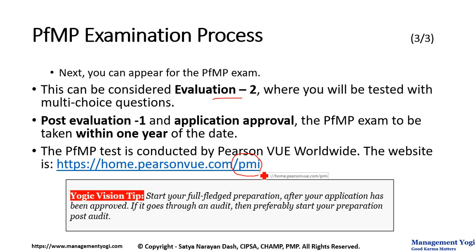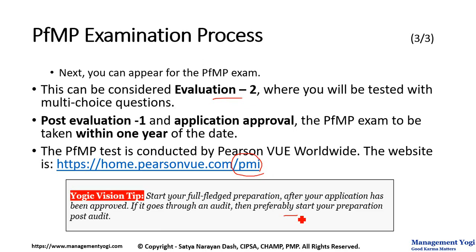Related to it, I have a tip which is telling you to start your full-fledged preparation after your application has been approved. If it goes through an audit, then preferably start your preparation post-audit. Some applications, as I said, are randomly selected for audit. So in case your application is selected for audit, then wait for the audit to be completed, then go for a full-fledged preparation. Mark my words, full-fledged preparation. I am not saying stop your preparation. But in case the audit has some problem, some issues with your application, then of course it will be delayed.